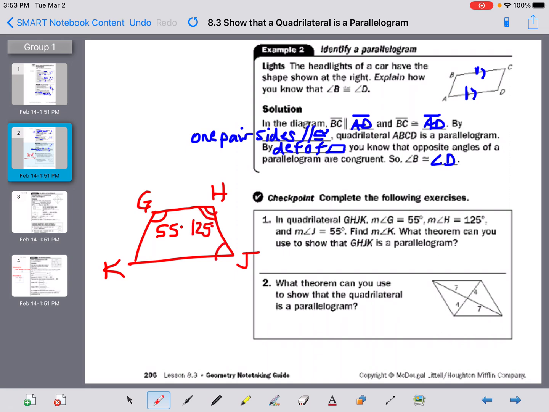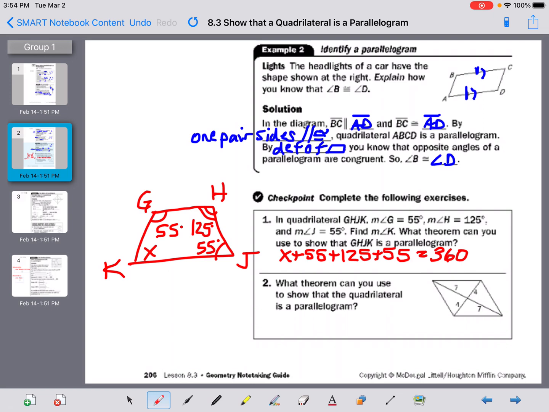And it says angle J over here is 55. It says find angle K. All right, so don't assume anything here, because the only thing we know for sure right now is it's 4-sided, and we know all 4-sided figures have how many degrees inside? 360. So we're going to check x plus 55 plus 125 plus 55 should equal 360.